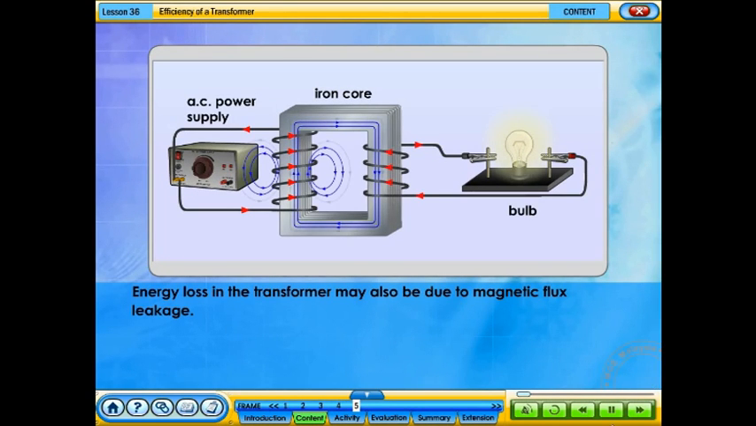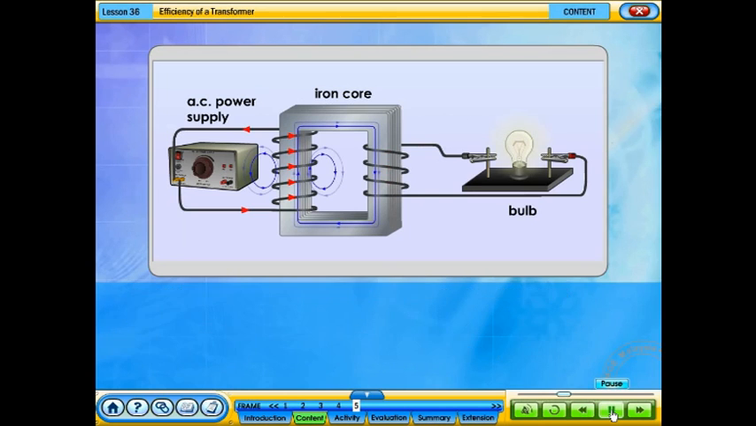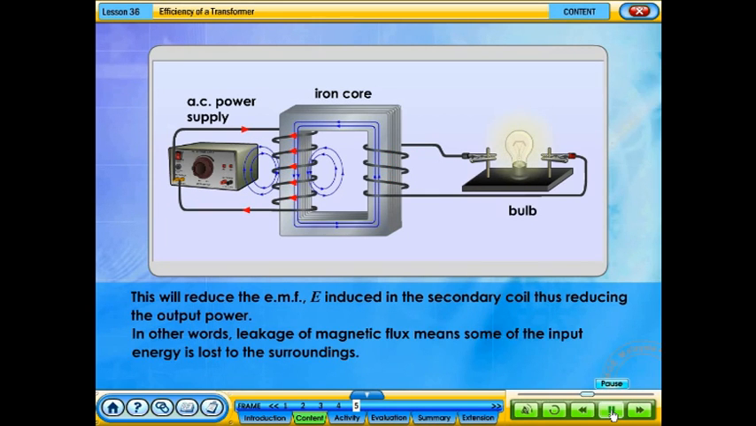Energy loss in the transformer may also be due to magnetic flux leakage. Flux leakage happens when some of the magnetic flux generated by the primary coil does not pass through the secondary coil. This will reduce the EMF induced in the secondary coil, thus reducing the output power. In other words, leakage of magnetic flux means some of the input energy is lost to the surroundings.